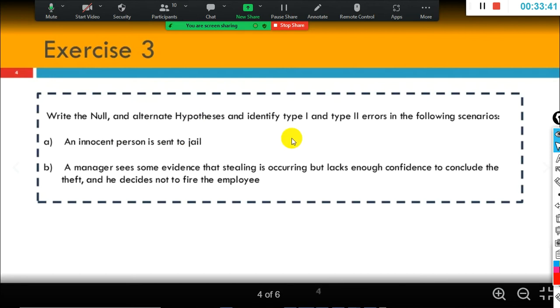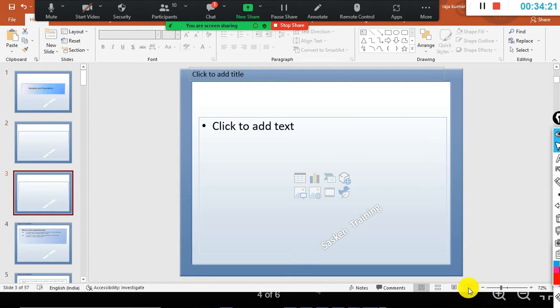Write the null and alternate hypothesis and identify type 1 and type 2 errors in the following scenarios. An innocent person is sent to jail. For this, you need to write the null and alternative hypothesis. So what is the null hypothesis in this case? This is a very, very important thing. The null hypothesis: the person is innocent. The alternate hypothesis is the opposite: the person is guilty.